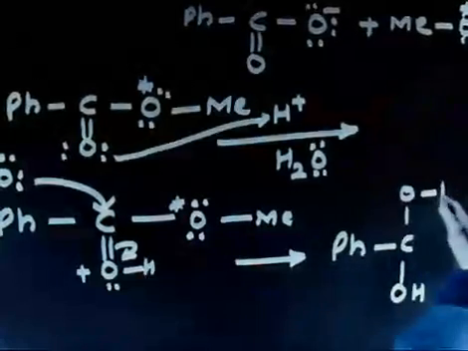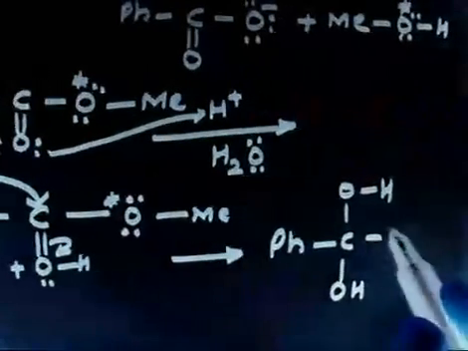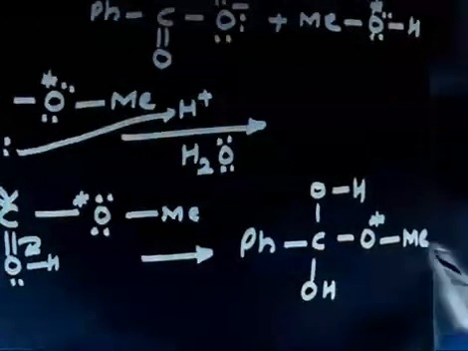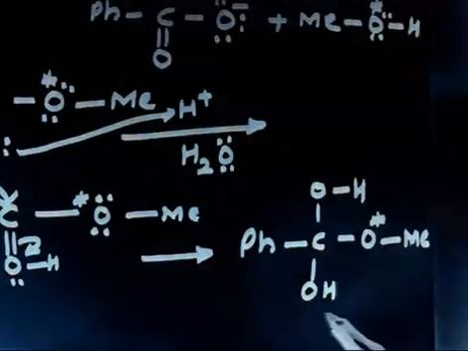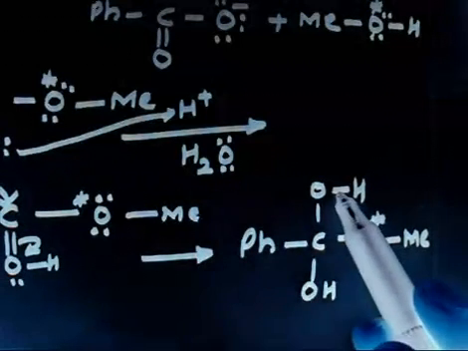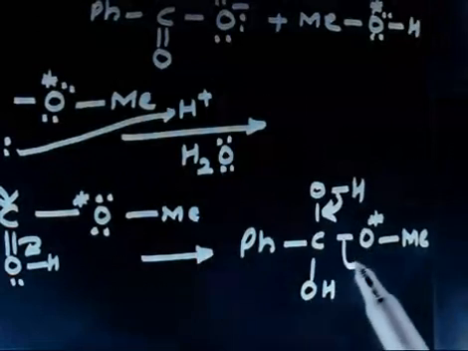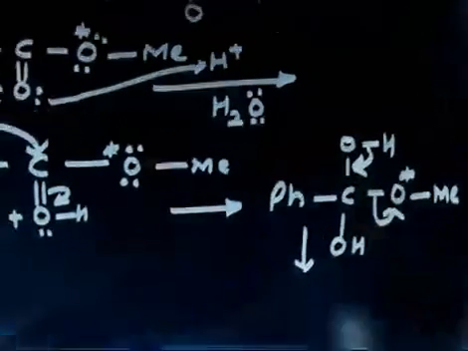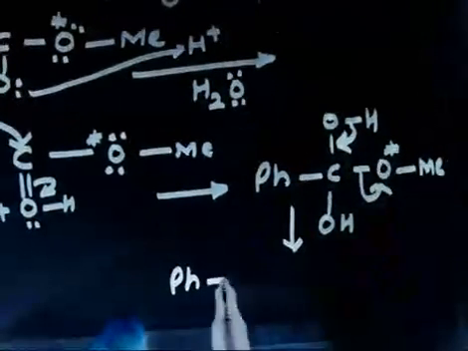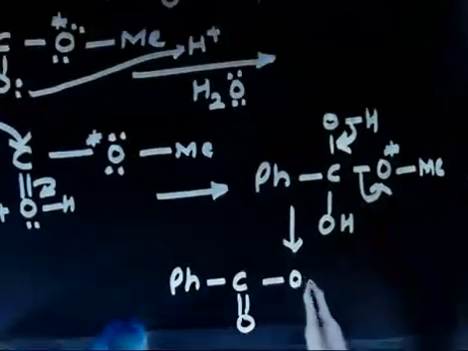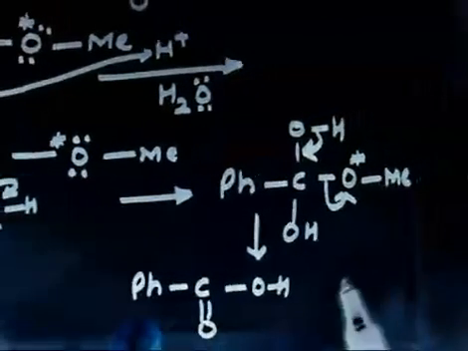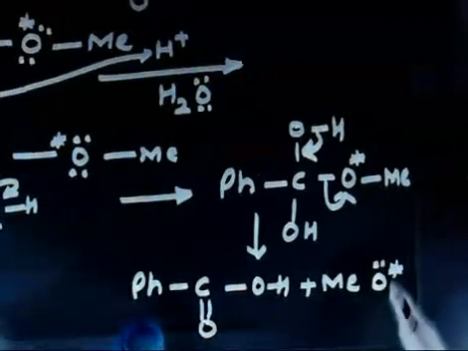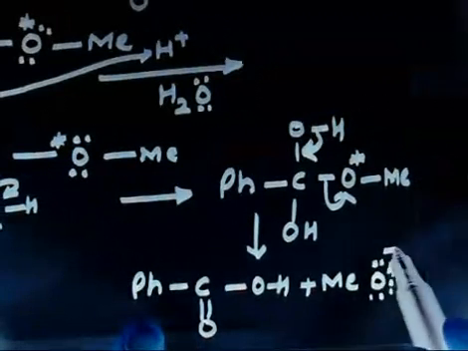So PhC(OH)2, and then I have OMe, and this is the labeled oxygen. Now everybody knows two OH on the same carbon is not stable, so what I have to do is this goes here, and I have to leave this leaving group. So I will get PhCOOH, and then I will get MeO minus, and this O minus will be basically the radioactive oxygen, that is the labeled oxygen. So you will have MeO minus.